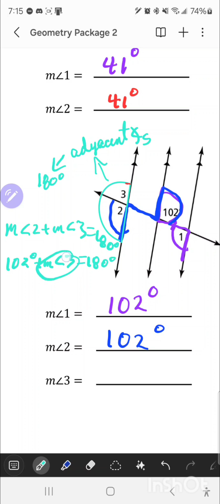Now I want to leave the measure of angle 3 on one side, doing algebra, as you might remember from last year. So I subtract 102 degrees from both sides and I get that the measure of angle 3 is equal to 180 minus 102, which is 78. So the measure of angle 3 will be 78 degrees.